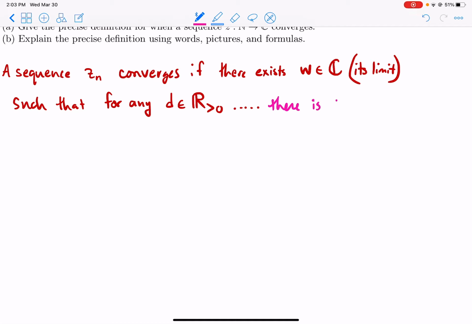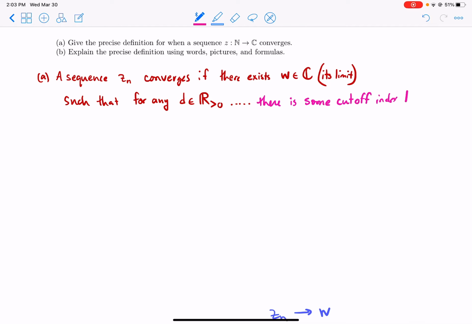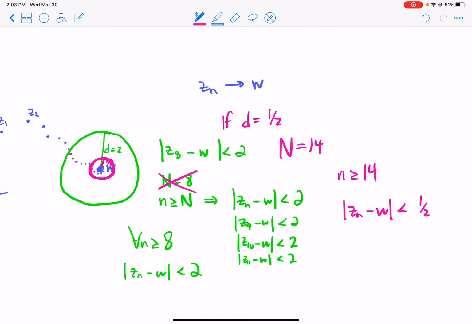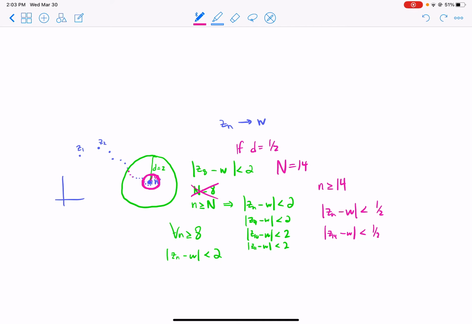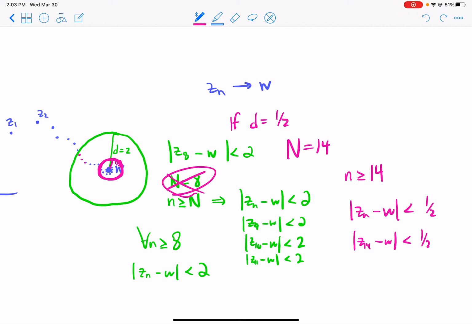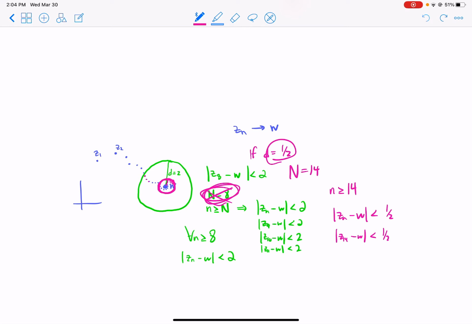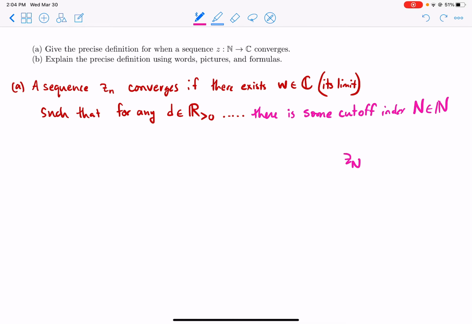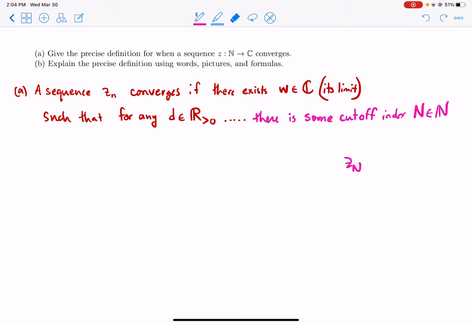There is some cutoff. There exists some cutoff index, capital N. It's an index, like it's going to be z sub capital N. For example, z sub 14 worked when d was 1/2. If I take a smaller d though, like before z8 worked, but now for a smaller d, z14 works. The point is that for any size d, there should be a cutoff where everything past that point is inside a ball.